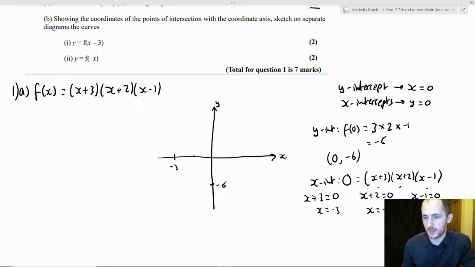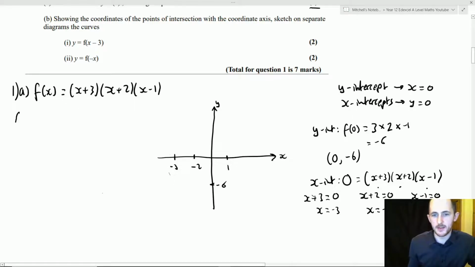We have minus 3, minus 2, and 1. Now, in terms of which way this comes, this is a cubic graph, right? In terms of which way this comes from, there are two ways you can do this. What we can do is sub in a value of x that's less than minus 3, okay? Now, if it's negative, it means the graph starts from here. If it's positive, it starts from up here, okay? But there is also a rule that you can remember as well. So let's sub in f of minus 4 and see what we get.